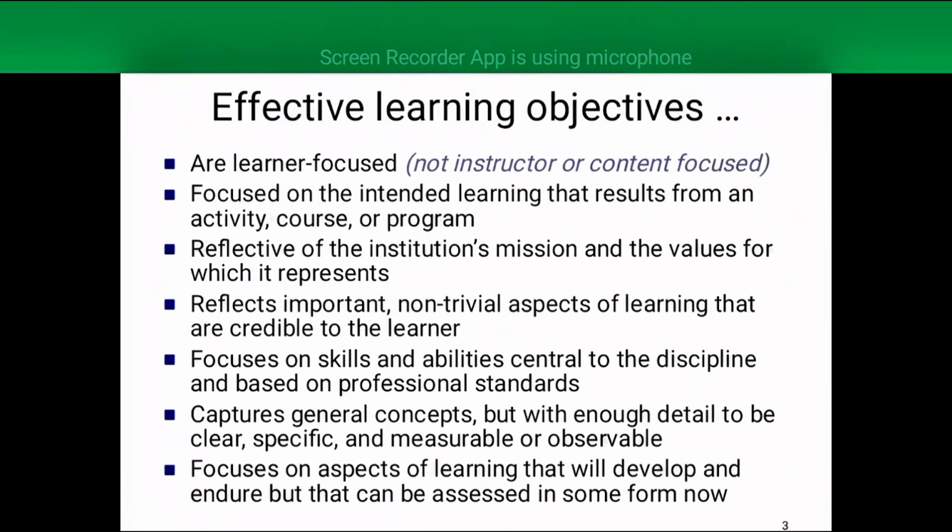Effective learning objectives are learner focused, not instructor or content focused. They focus on the intended learning that results from an active course or program, reflective of the institution's mission and the values it represents. They reflect important, non-trivial aspects of the learning that are credible to the learner, focus on skills and abilities central to the discipline and based on professional standards, and capture general concepts but with enough detail to be clear, specific and measurable or observable. They focus on aspects of learning that will develop and endure but that can be assessed in some form now.